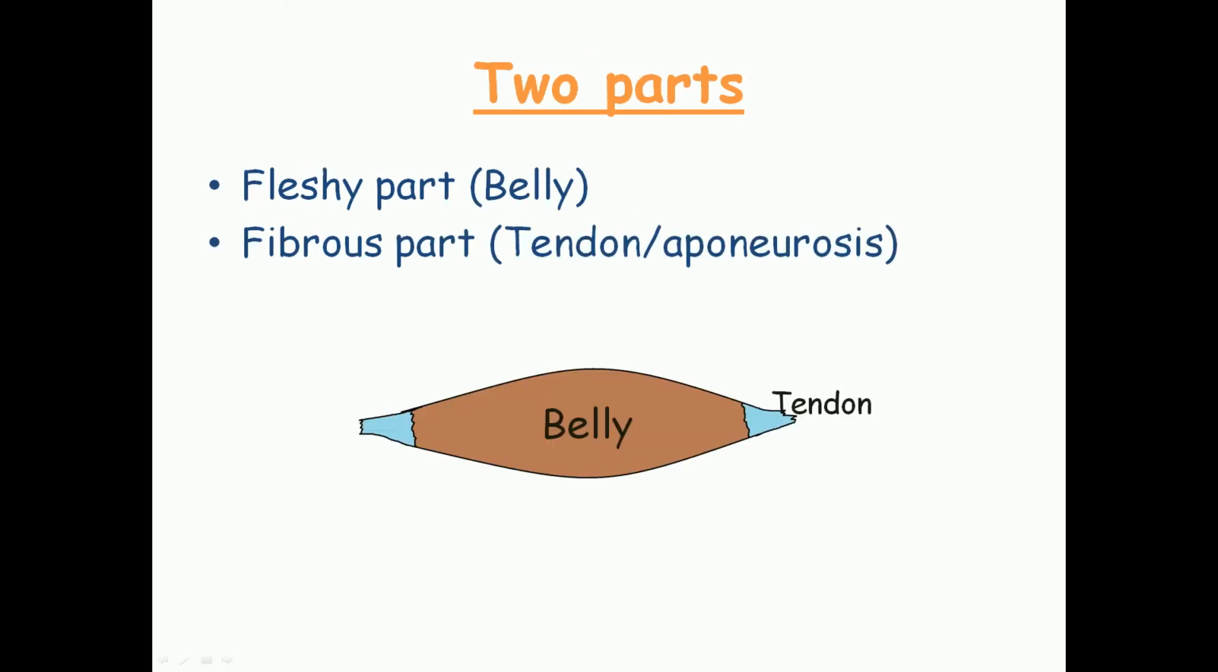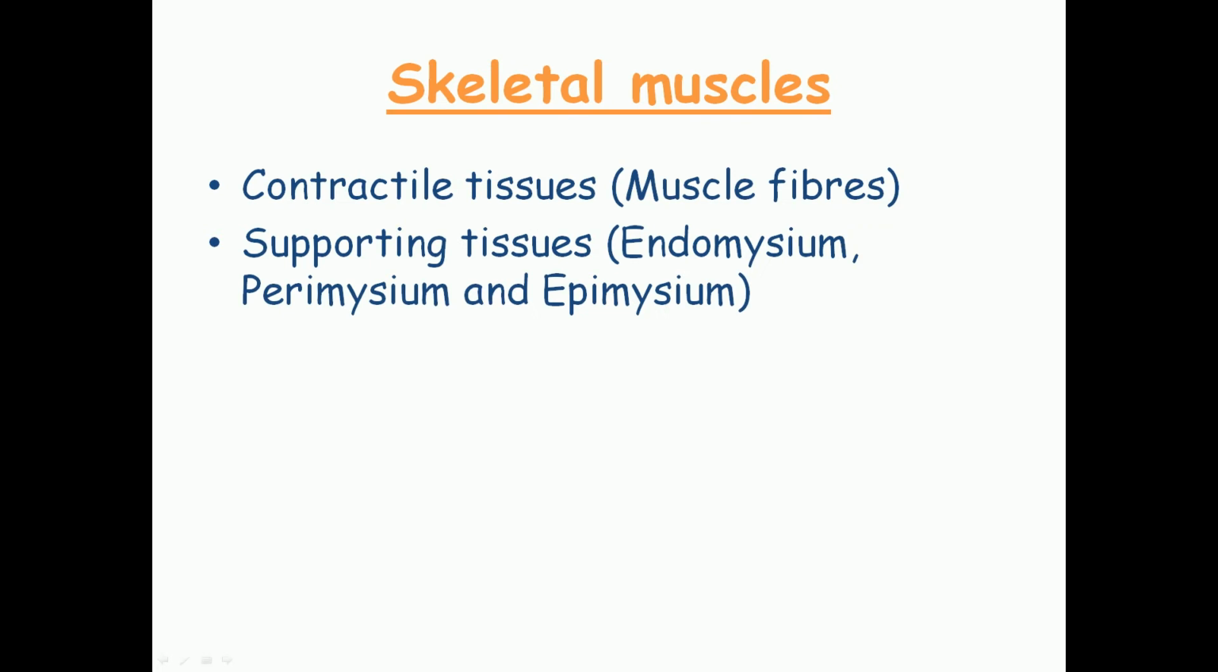So there are two main parts of muscles. The first one is the fleshy part, also known as the belly. The second one is the fibrous part, which is either tendon or aponeurosis. The skeletal muscles include two main tissues. The first one is the contractile tissue, which is nothing but the muscle fibers, which help in the contraction of the muscles. The second group is the supporting tissues, which include endomysium, perimysium, and epimysium, which help to keep the integrity of the muscle fibers and maintain their structure.